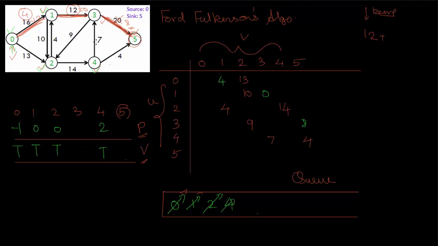4 can go to 3 and 4 can go to 5. So you have t over here and t over here. The parent of both of them will be 4 and 4.